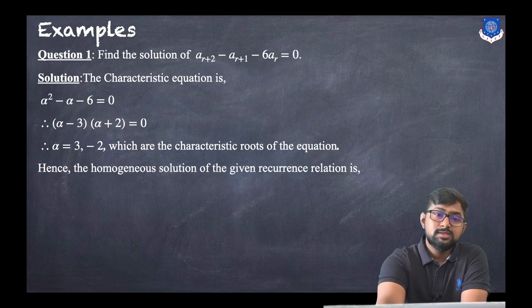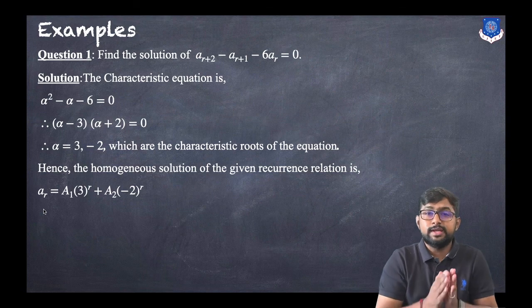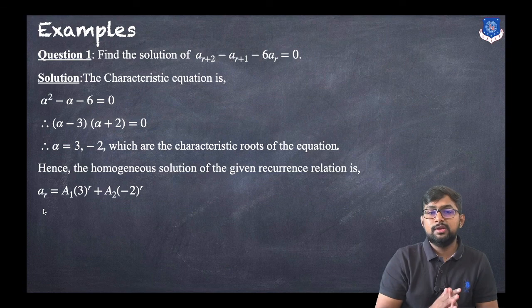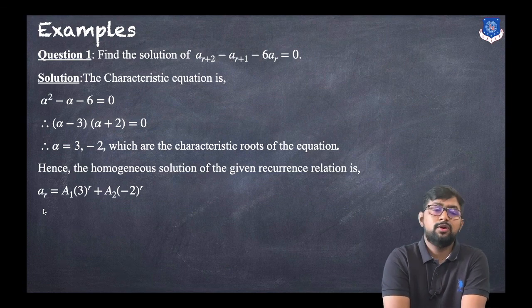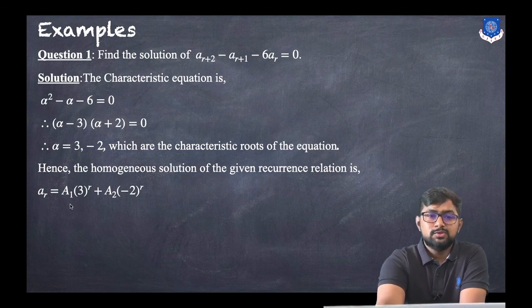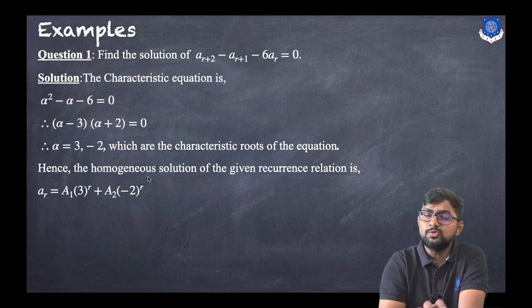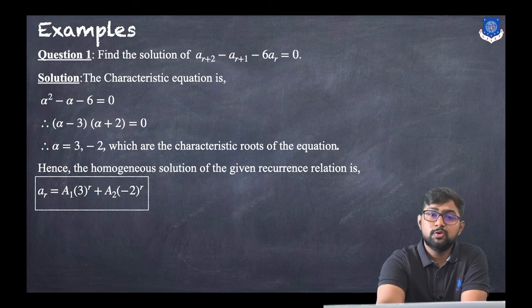And what is the first case? If we have distinct roots, the homogeneous solution for the recurrence relation will be this: a_r equals A1 alpha 1 raised to r plus A2 alpha 2 raised to r. But here you can take alpha 1 and alpha 2 as any of the numbers. So if we take alpha 1 equals 3 or alpha 1 equals minus 2, it won't change the answer. Here we have taken alpha 1 as 3. So a_r equals A1 3 raised to r plus A2 (minus 2) raised to r. As we have only 2 roots, we stop here. So a_r will be this. So this is the homogeneous solution.